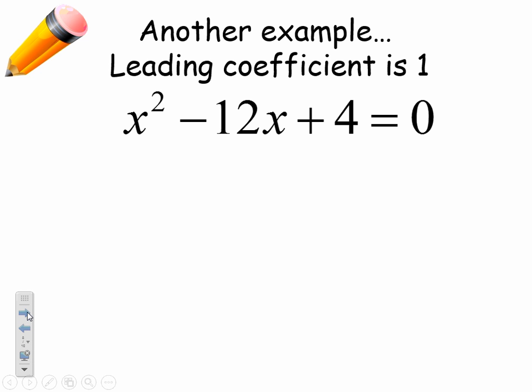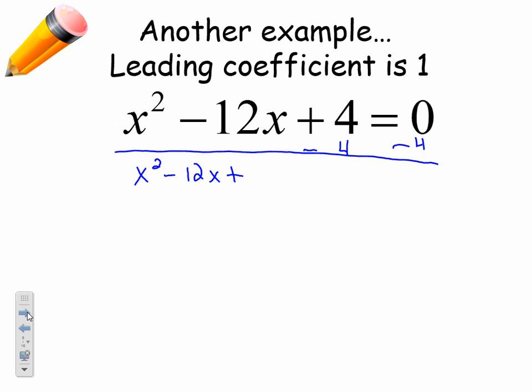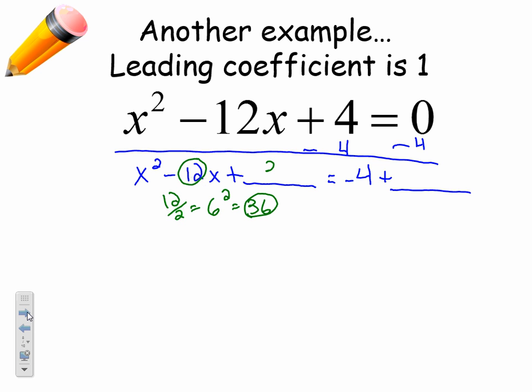So start the same way. Leading coefficient is good. Now we're going to subtract 4 from both sides. So we're going to get x squared minus 12x plus something equals negative 4 plus the same something. And take this number right here. So we have 12 divided by 2, which is 6. 6 squared is 36. 36 is going here and here.